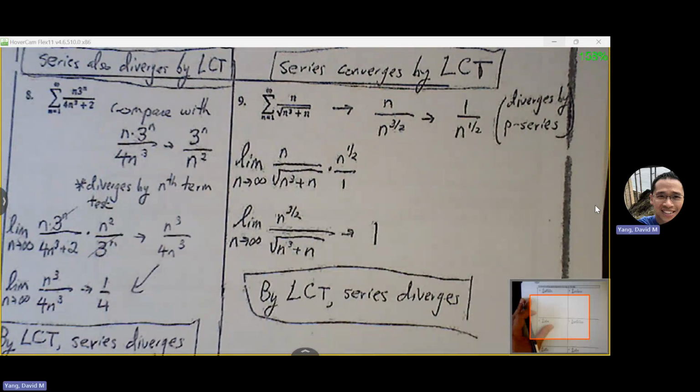What's your comparison partner for number 9? Yeah, so n over n to the 3 halves reduces to 1 over n to the 1/2. That's a diverging p series. I can show that the limit gives me a real number, so we have a valid test to show that both series must diverge. Our comparison partner diverges, so our series also diverges.